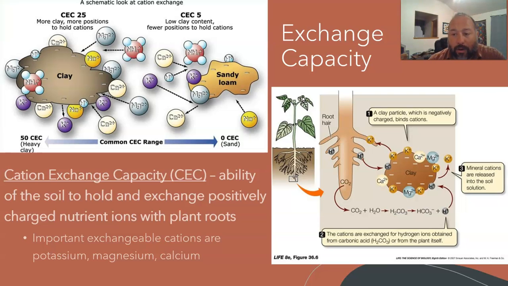A clay particle, which is going to be negatively charged, is going to bind cations. The clay particle itself is negatively charged, and all these cations are positively charged. Because we're looking for balance, because it's negatively charged, it's perfect for these positively charged nutrient ions to bind on. The cations then are going to get exchanged for hydrogen ions obtained from carbonic acid or from the plant itself, and then the mineral cations are going to get released into solution. And so you have to have balance. If you're going to take something on, you've got to give something up.